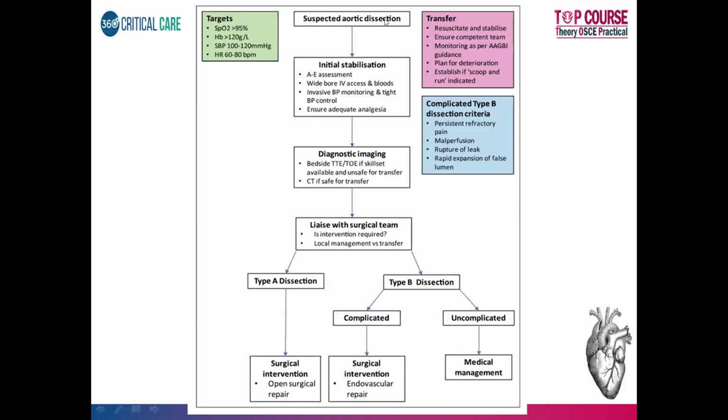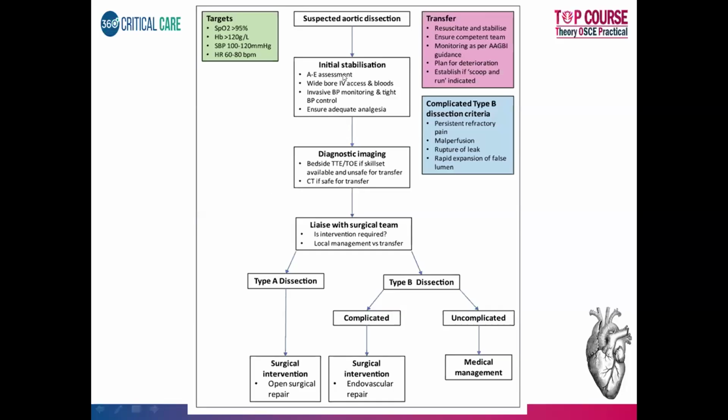Okay, so this is the best way of writing your management in your exams. If there is a suspected aortic dissection, what are the targets that I have to maintain? First target is you have to maintain your saturations of more than 95%. Your hemoglobin should be more than 12 gram per dl. Your systolic blood pressure should be within 100 to 120 mmHg, and your heart rate should be between 60 to 80. So these are the targets.